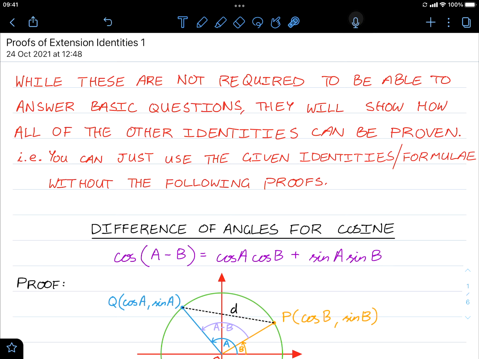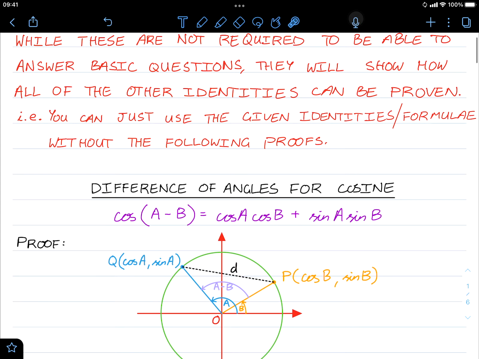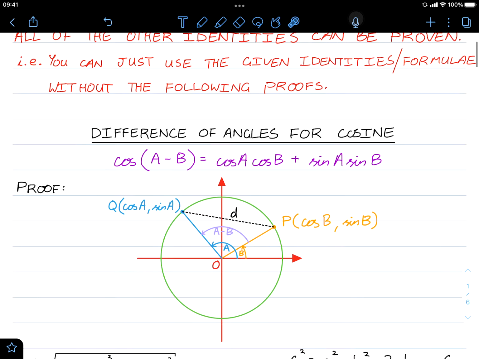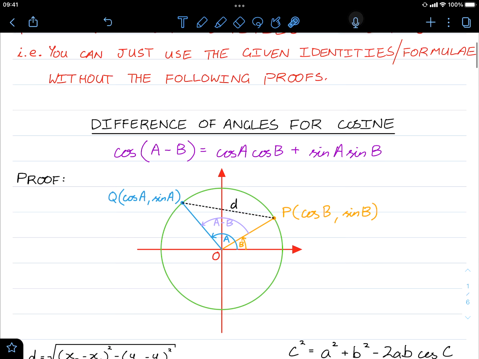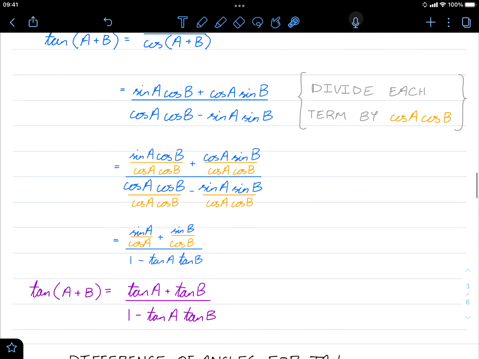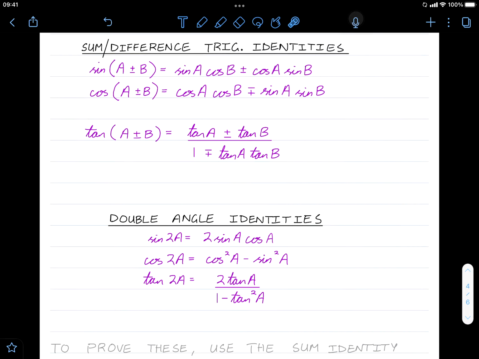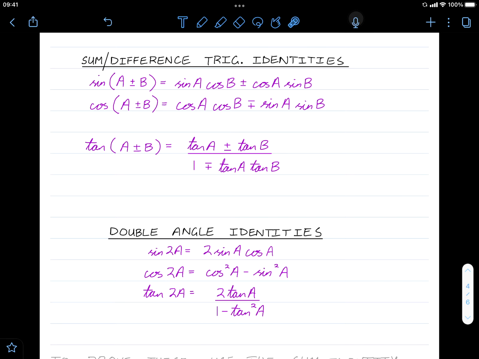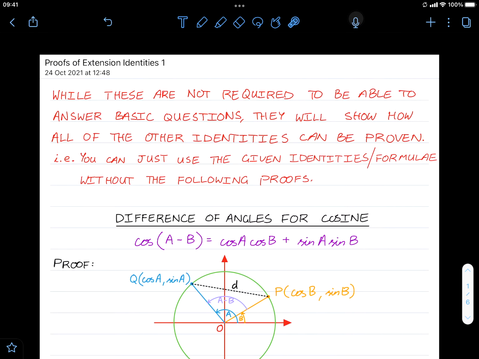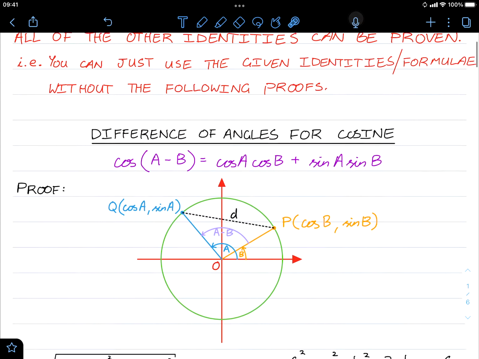While these are not required to be able to answer basic questions, they will show how all of the other identities can be proven. This really just means you can use the given identities or the formula without any of the following proofs. So all the identities that we've seen, these here, you can just use them without having to know the actual proofs, but just for the depth of knowledge, here they are.